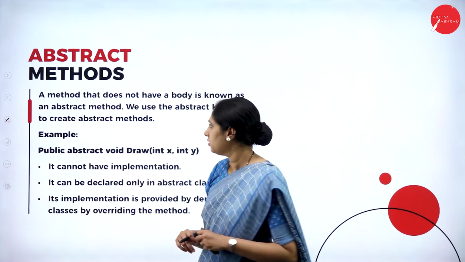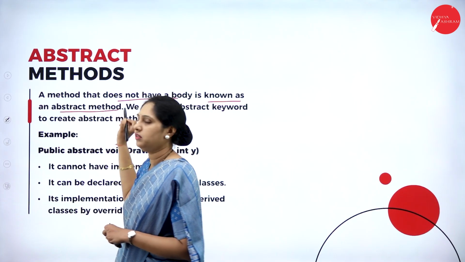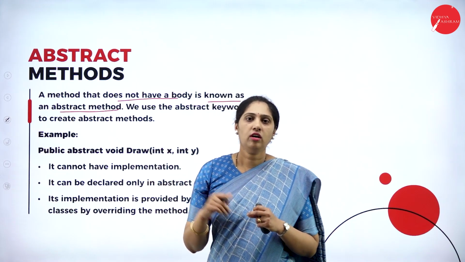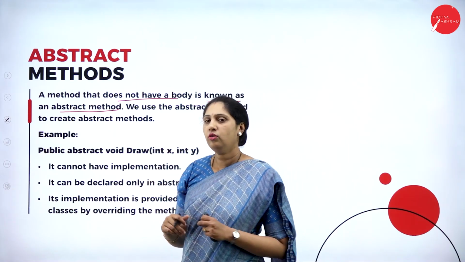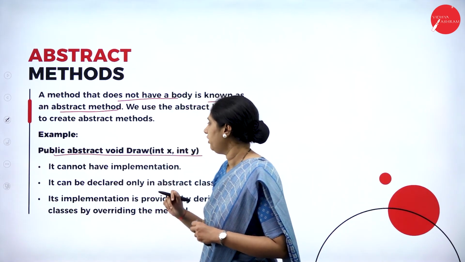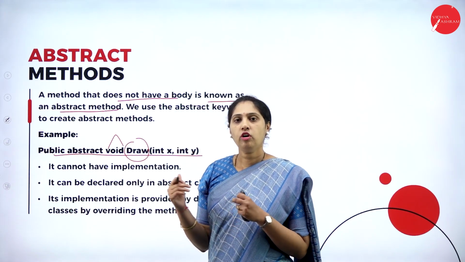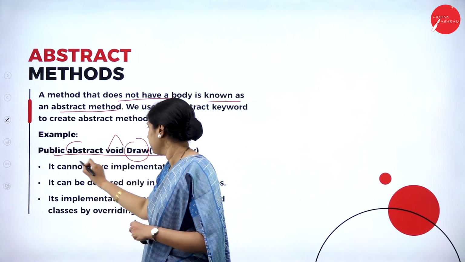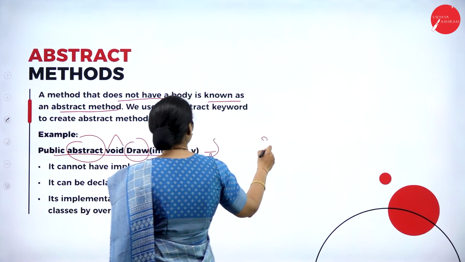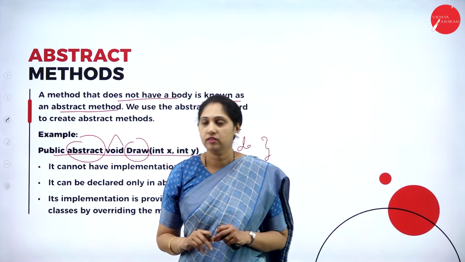Abstract methods. See, a method does not have a body is known as abstract method. We don't define the method, we just declare the method. That is called abstract method. So how to write? This is the example. See, we have taken a method draw of return type void. And what it is, a abstract. So you can see we have not defined, we have not opened the bracket and closed the bracket, written the code. We have just declared a abstract method.